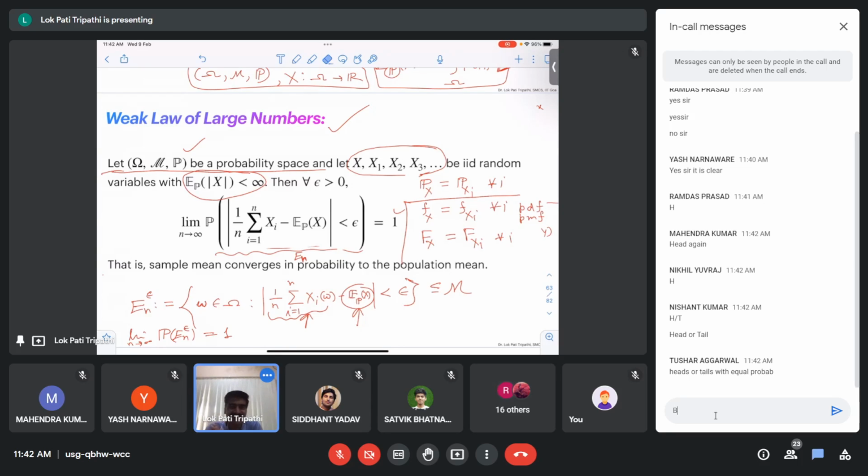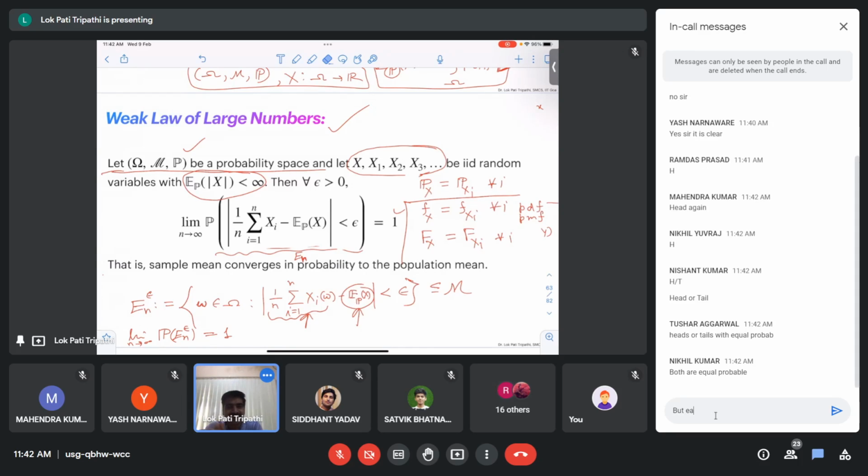Okay, suppose again at the sixth toss, again you got head. Next, the toss you got head, head, head. What will you guess at the 101st experiment or trial?